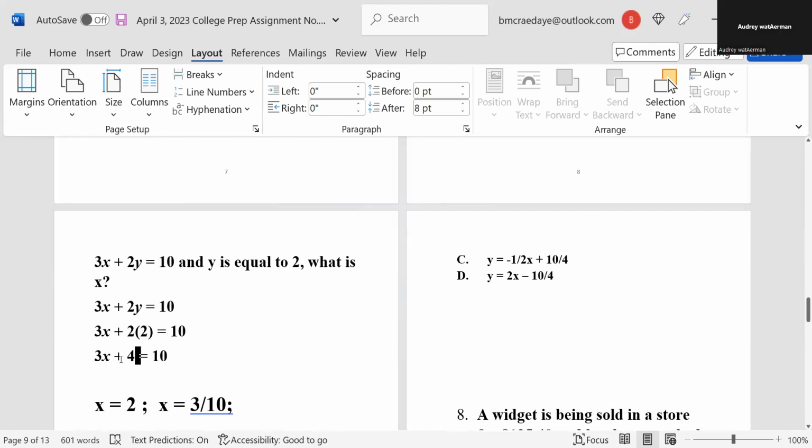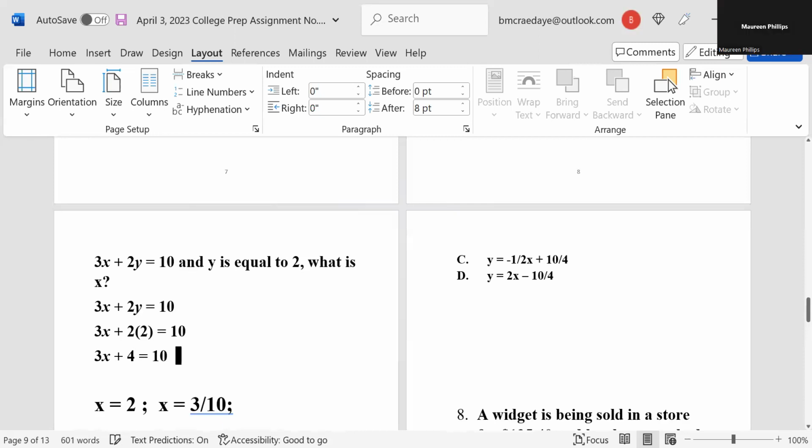So you subtract 4 from both sides. 6, right? 3x is 6. So Maureen, what would x be equal to? If 3x is 6, what is x? 3x is equal to 6. What is x?